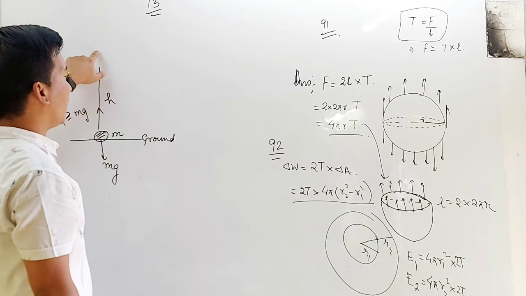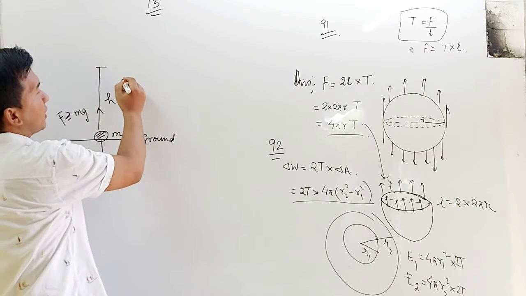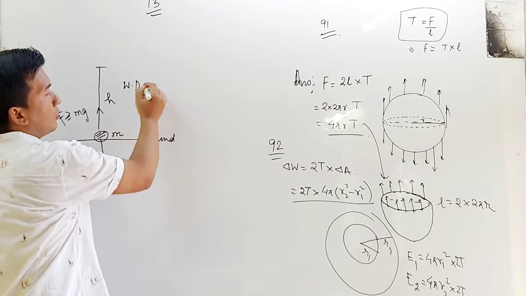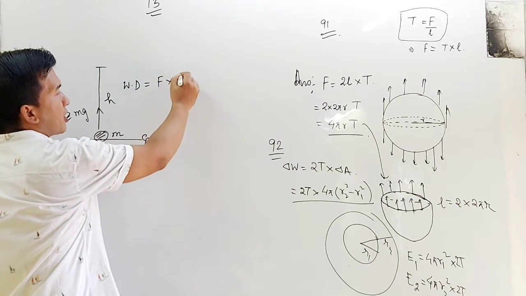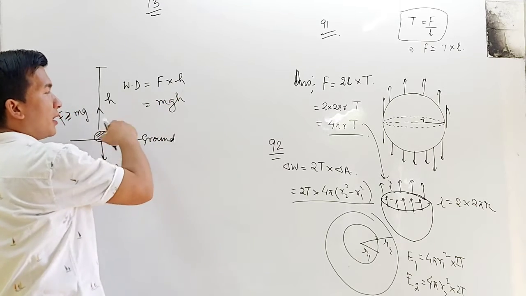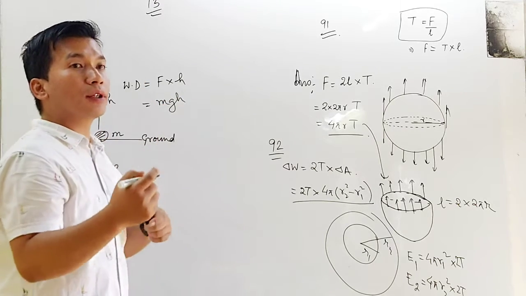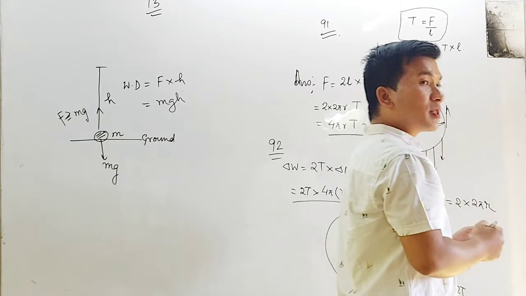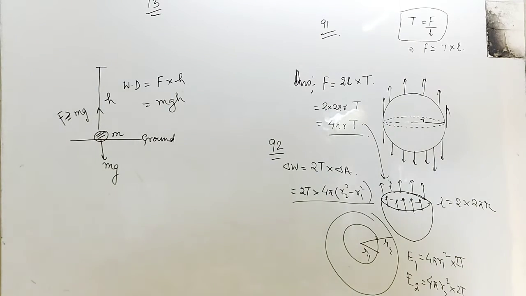What is the displacement? My displacement is height h. So work done will be equal to force into displacement h. So it becomes mgh. And this work done cannot be lost. According to our work energy theorem, it must be converted into potential energy.